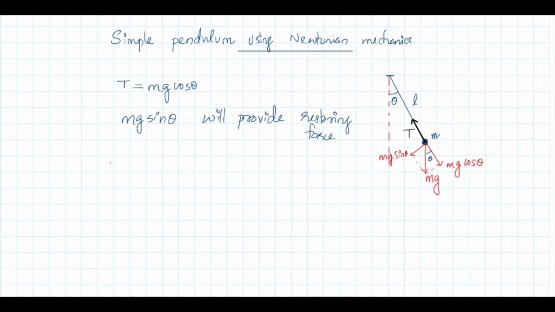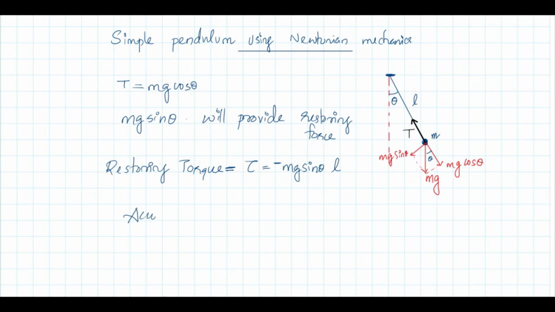Now, since the motion is a rotation, you can find a restoring torque. What is a restoring torque? Tau is equal to force into perpendicular distance. We are calculating torque about the point of suspension. So mg sin theta into L will give you the restoring torque. And I will put a negative sign in order to show that this is a restoring torque.